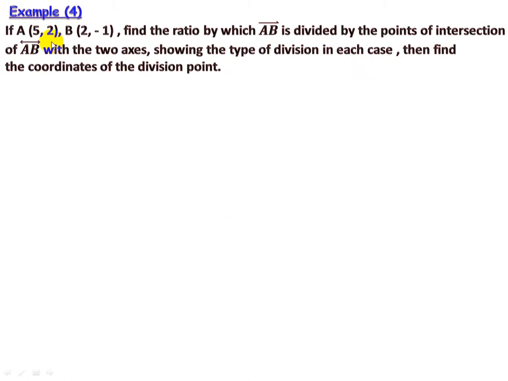A equals (5, 2), B equals (-1, ...). Find the ratio by which vector AB is divided by the points of intersection of the straight line AB with the axes, showing the type of division in each case, then find the coordinates of the division point.